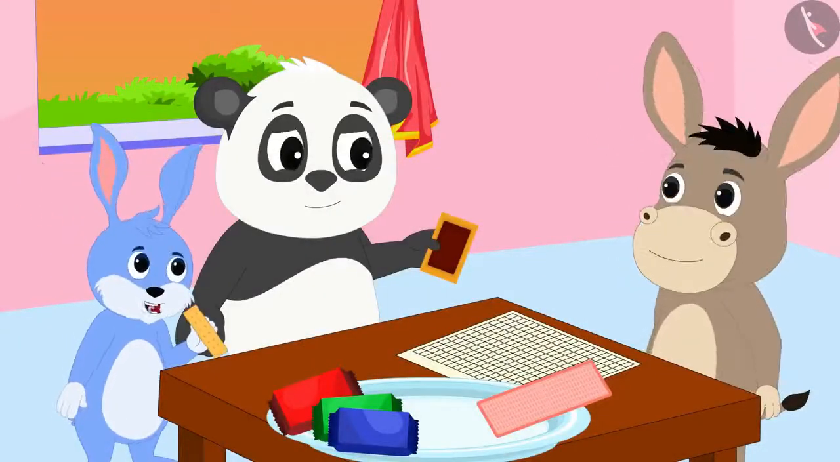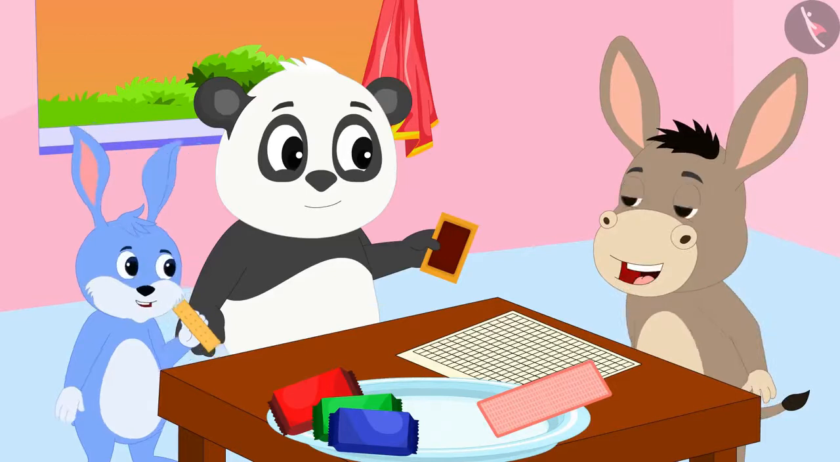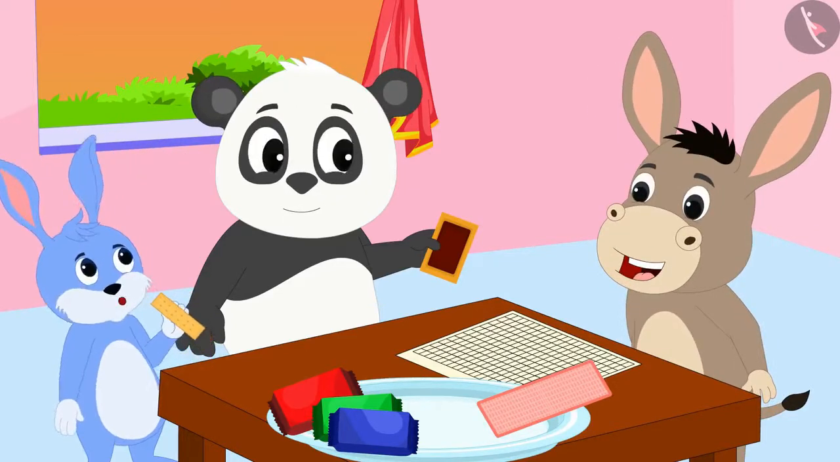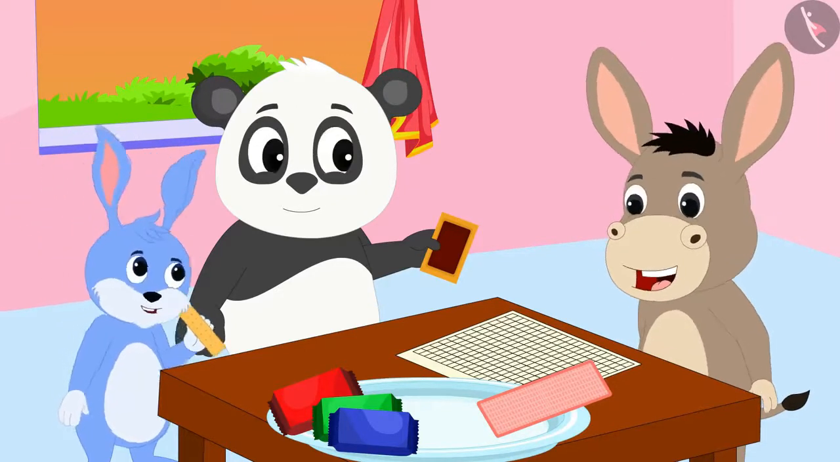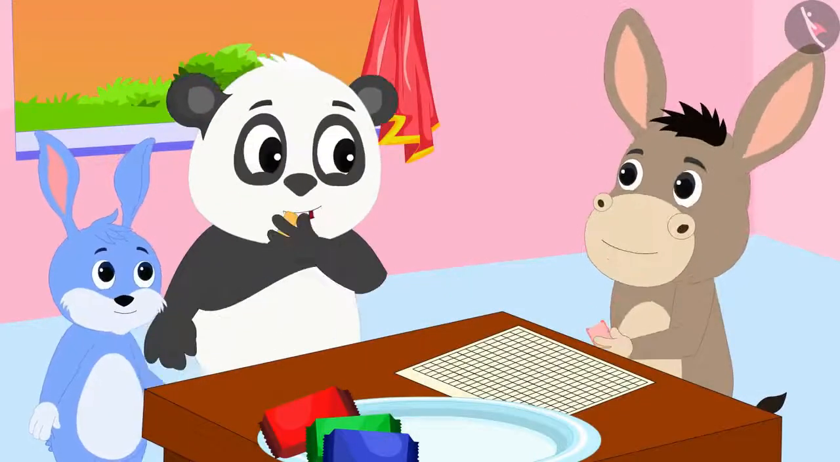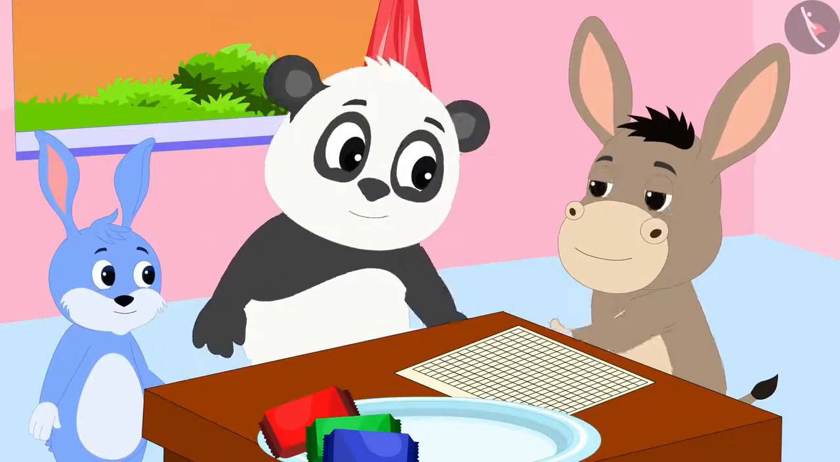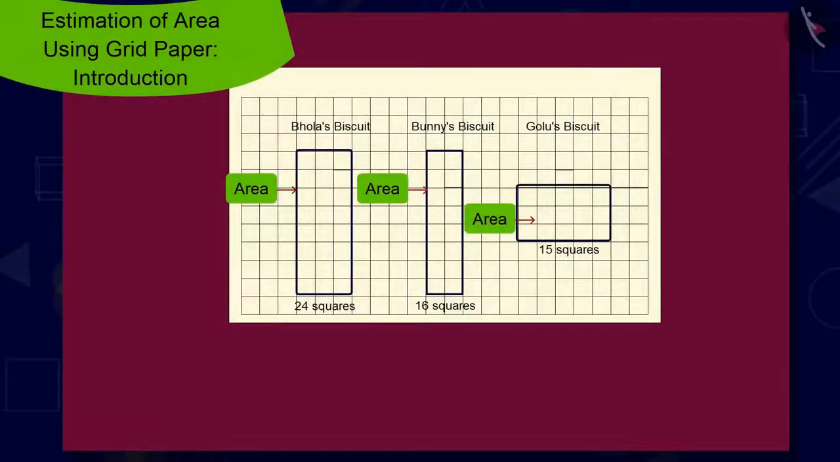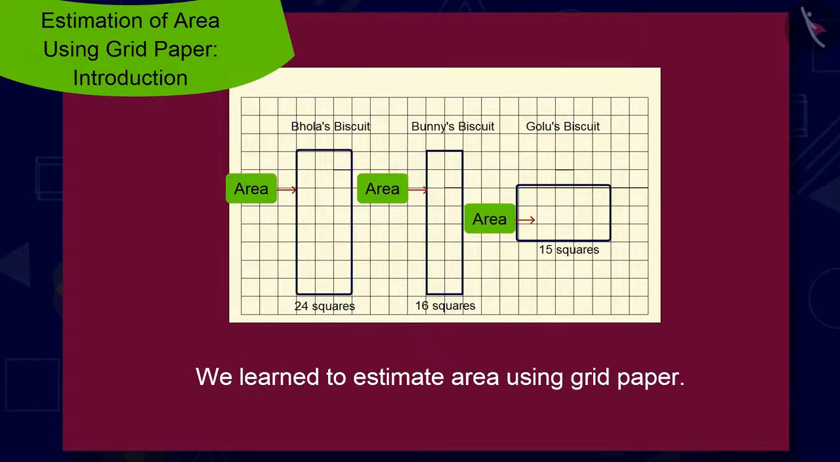This is such an interesting thing you have taught us, Bhola. Let us all share our biscuits and eat them. Bunny said to Bhola. The 3 friends shared their biscuits and ate them with great pleasure. Children, in this video, we learned to estimate area using grid paper. In the next video, we will learn more about it through some interesting examples.